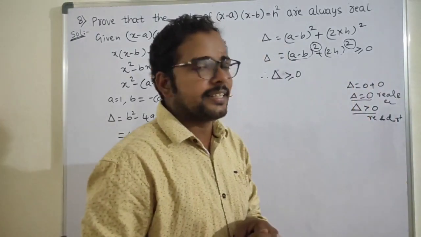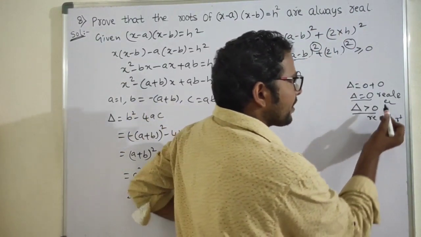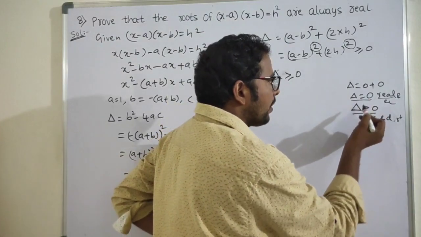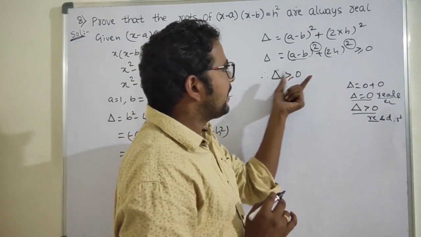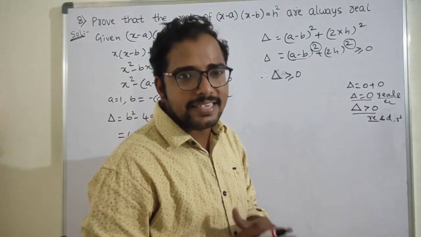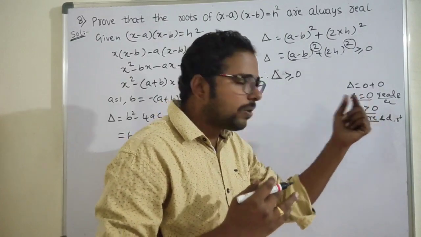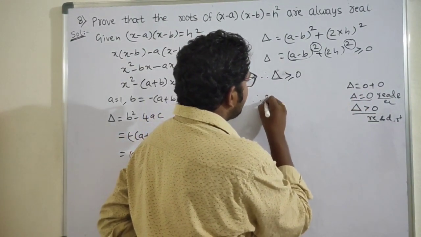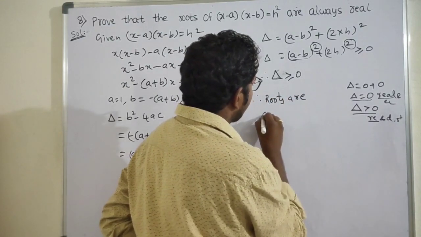In the question also, the roots are real. Here also we have real roots. Delta equals 0 or delta greater than 0. Here delta is greater than or equal to 0. Therefore, roots are always real. If delta equals 0, roots are real, and if delta is greater than 0, roots are real. Therefore, roots are always real.